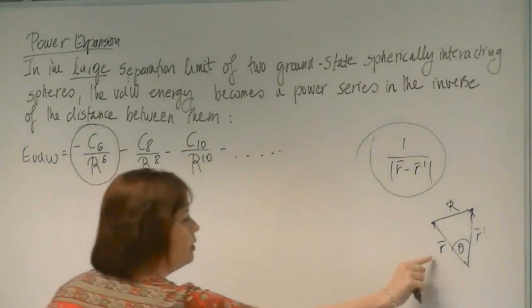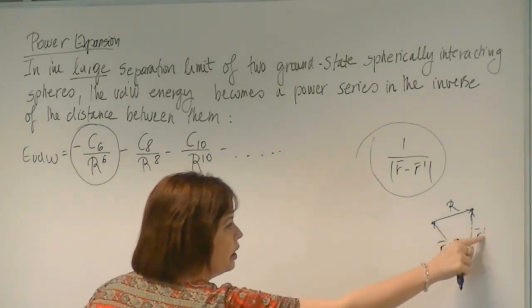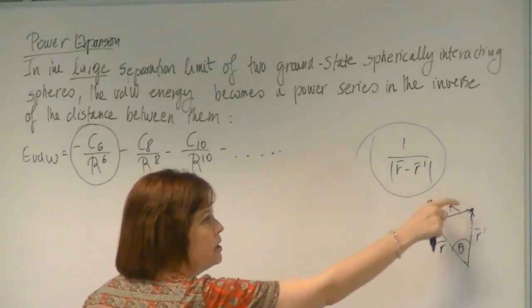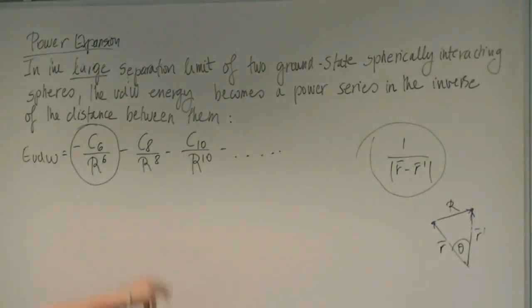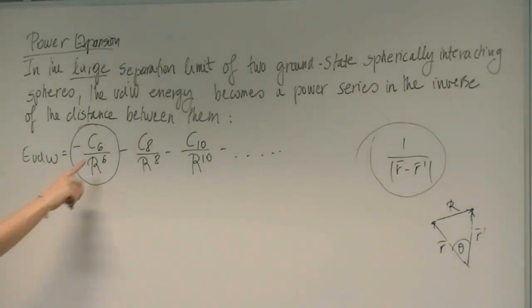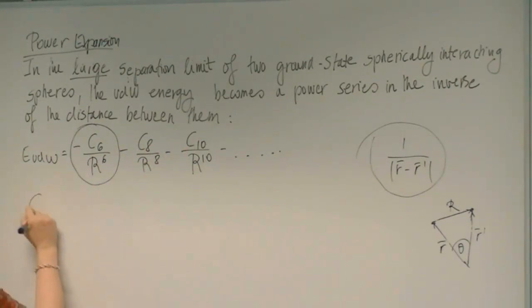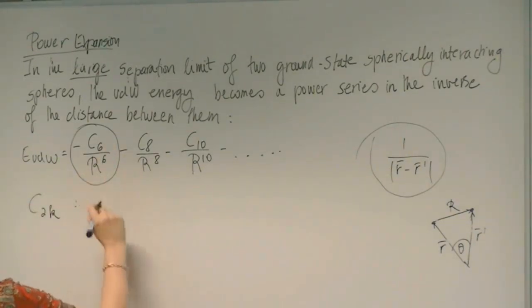It can be derived from a multipole expansion of the Coulomb operator. Okay, we have a vector r and then r prime. This is the angle between them. These two points just symbolize the two fragments separated by some distance. This is just a multipole expansion. So what are C6, C8, and C10? These are the van der Waals coefficients. Generic expression C2k. You will see immediately why we call them C2k. You want to generalize them.